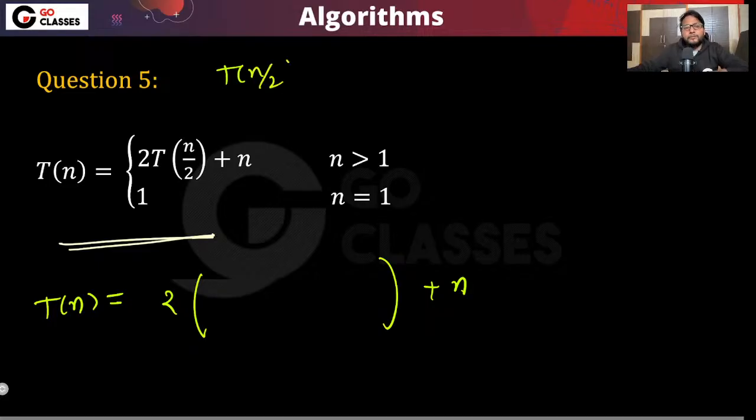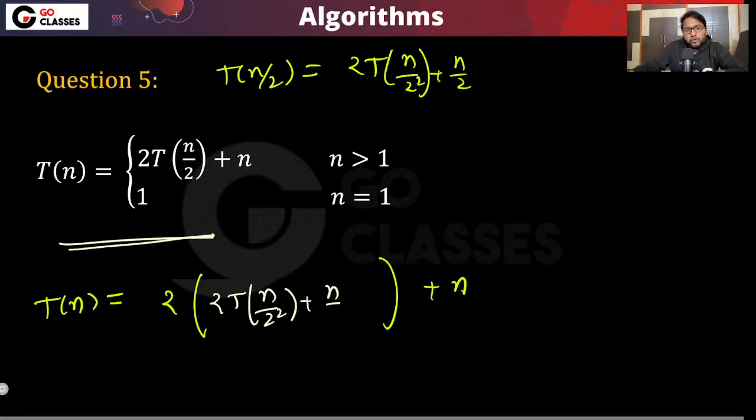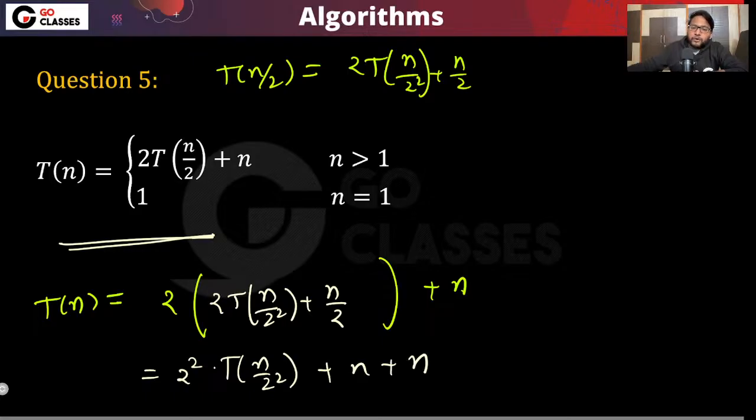T of n by 2 will be 2 of t of n by 2 square plus n by 2, isn't it? So here it will be 2 of t of n by 2 square plus n by 2. Now you observe here, this is 2 square into t of n by 2 square plus n, right? Now if you keep on doing it, then can anyone suggest what you will be getting?